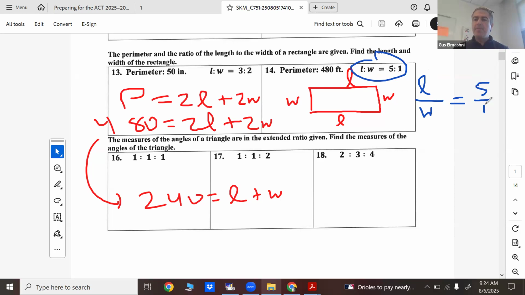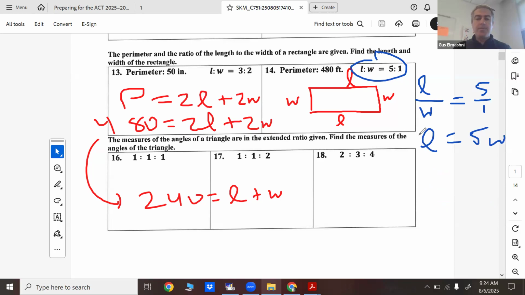How can I manipulate that algebraically so I can use it to substitute? You guys remember this process? What is it called? Cross multiply. We're not canceling, right? Cross canceling is for multiplication, by the way, not for equals. You don't do it for equals, right? You cross multiply. So L equals 5W.